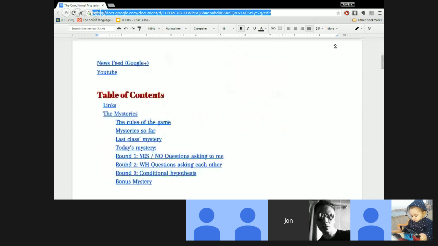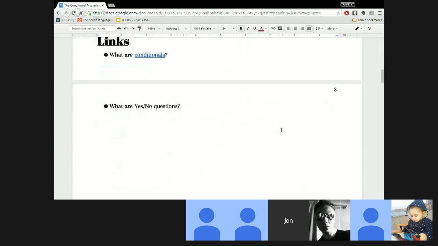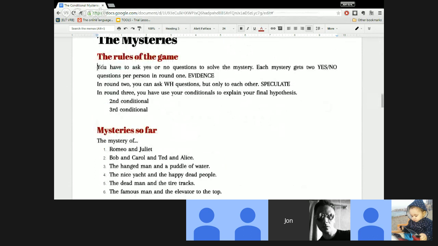So first, let's go to the rules of the game. Here's how it works. You have to ask yes or no questions to solve the mystery. Each mystery gets 2 yes or no questions per person in round 1. You have to give evidence. In round 2, well, I don't know if we're going to go with 2. We might go with more than 2. Maybe we'll go with 5. 2 seems a little short.